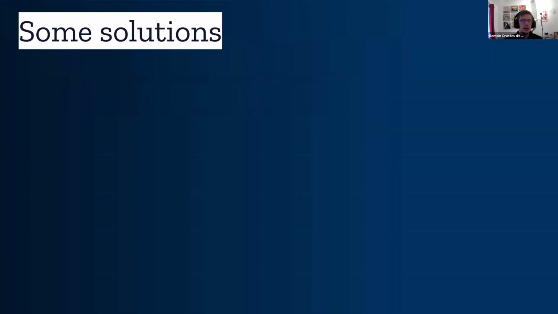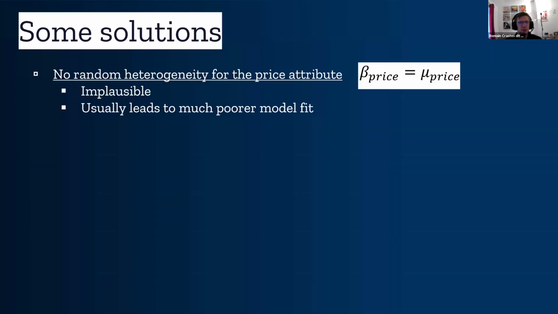But there are some solutions in the literature. And one of them is to just assume no random heterogeneity for the price attribute, but this is implausible. Different people have different sensitivity to the cost. Even when you account for the income, there is still some random heterogeneity remaining. And usually this approach leads to a much poorer model fit. So the model which you get has reasonable willingness to pay estimates, but it's not the right model, the right model being unknown.